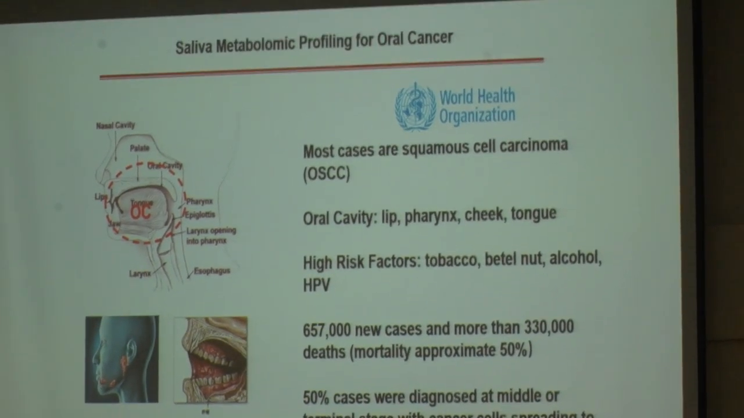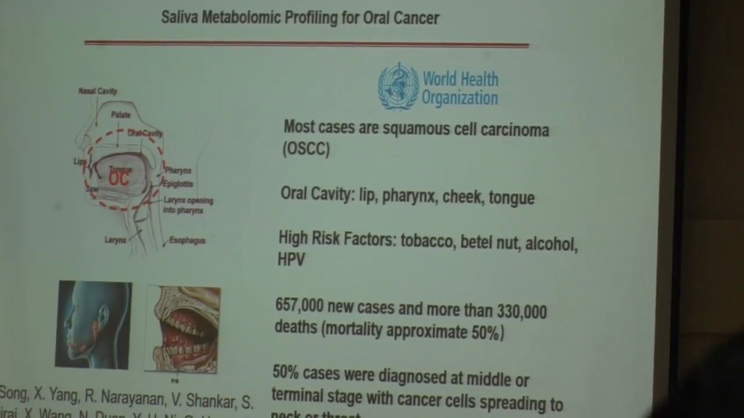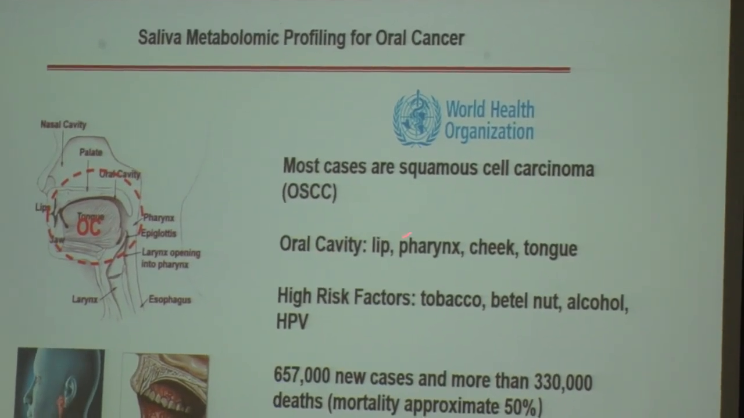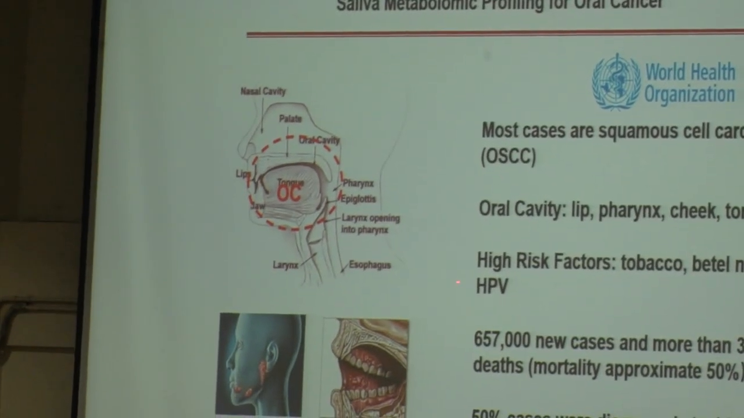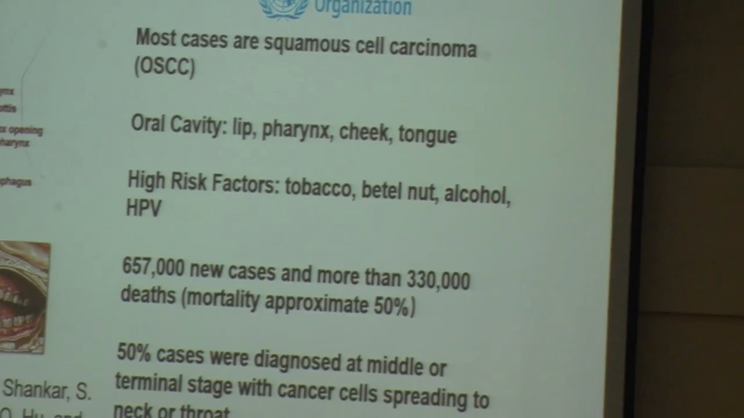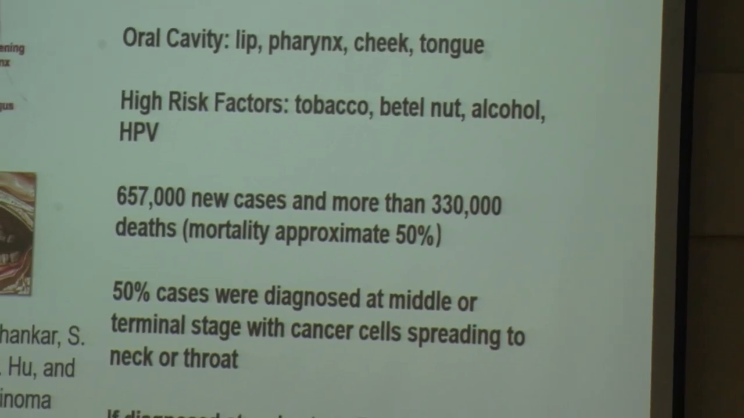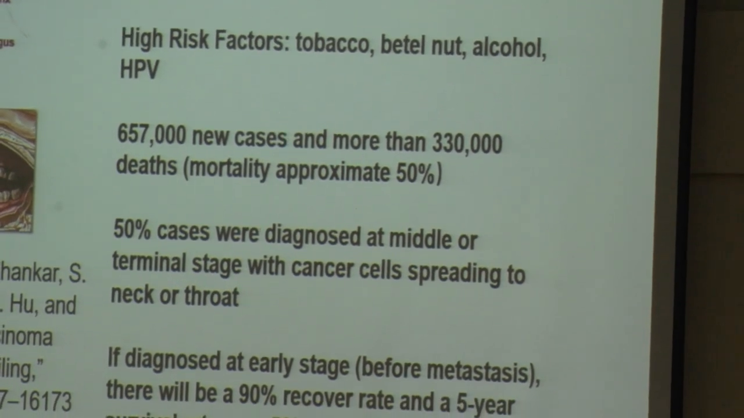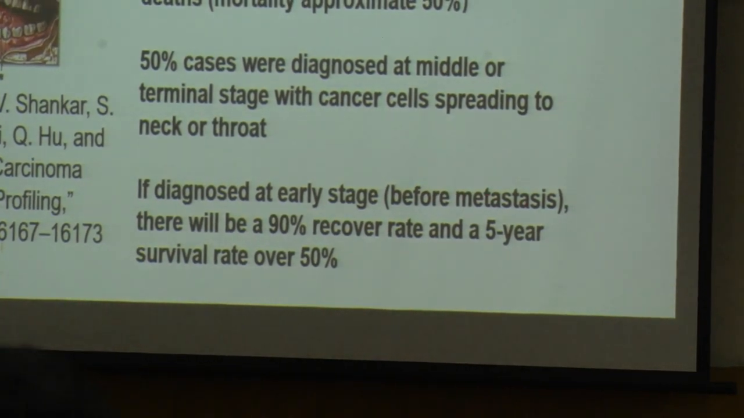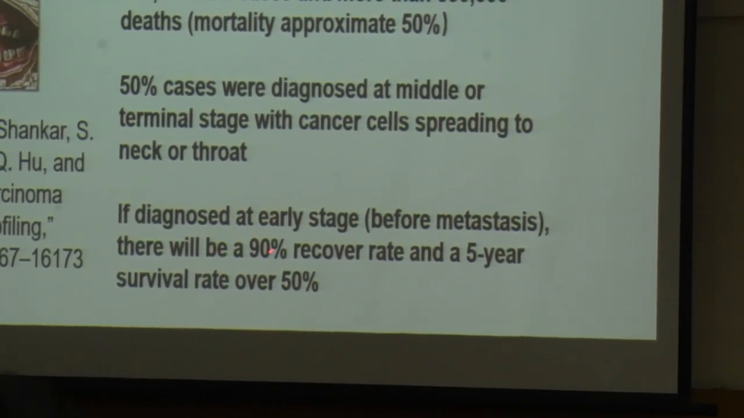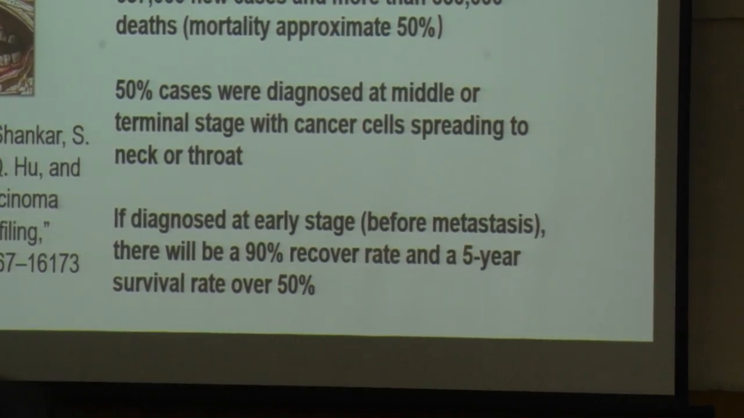Okay? And I want to now talk about oral cancer, okay? Most cases are what's called squamous cell carcinoma, or OSCC, okay? This is the oral cavity, the lip, pharynx, the cheek, the tongue, okay? The high risk factors come primarily from tobacco, betel nuts, alcohol, HPV. And there are 657,000 new cases and more than 303,000 deaths. The mortality is approximately 50%.